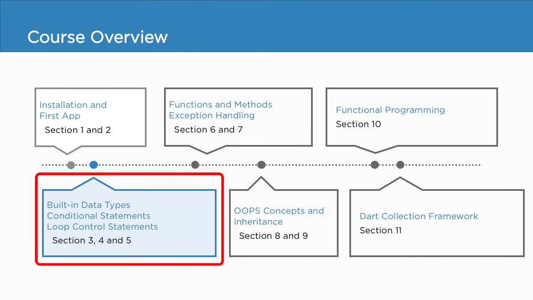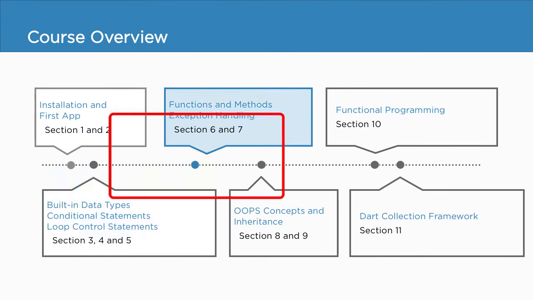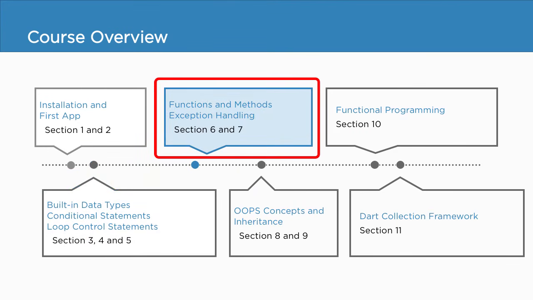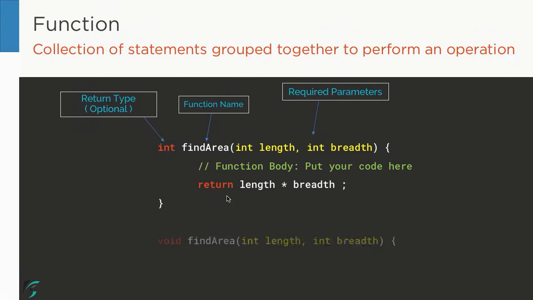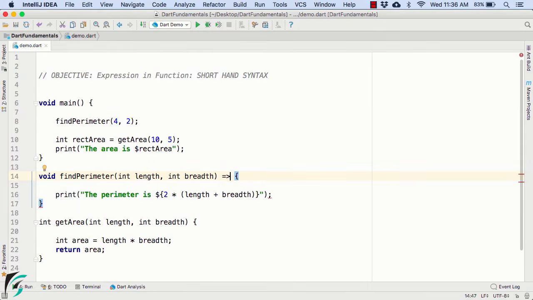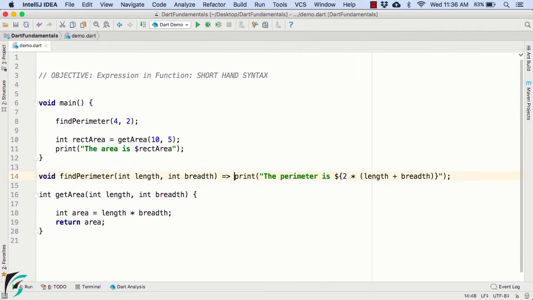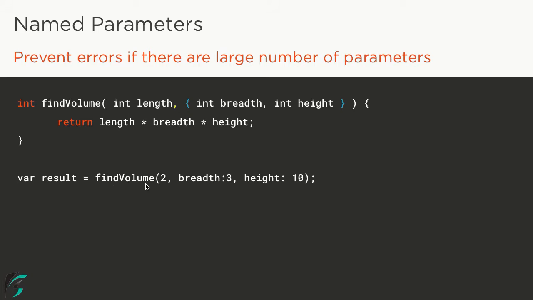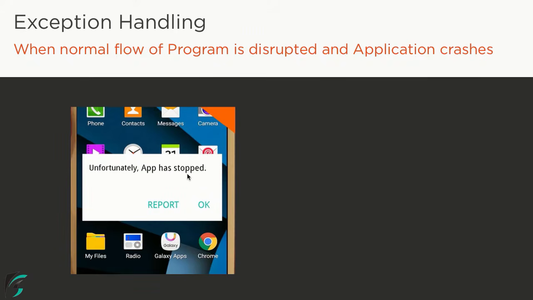And along with this, you will also explore various control flow statements such as conditional statements and also loop control statements. Now moving on to section 6, you will learn how to define methods or functions in Dart and explore various types of functions such as optional positional parameters, optional named parameters, and default parameters. Along with it, in the same section, you will learn how to present a function as an expression by using the fat arrow notation.